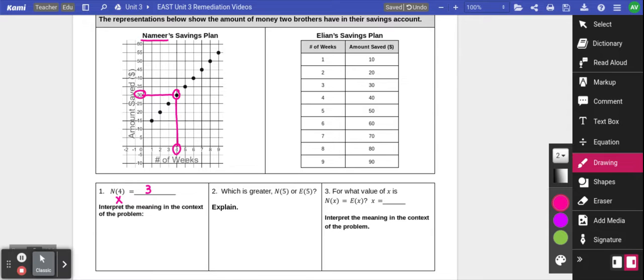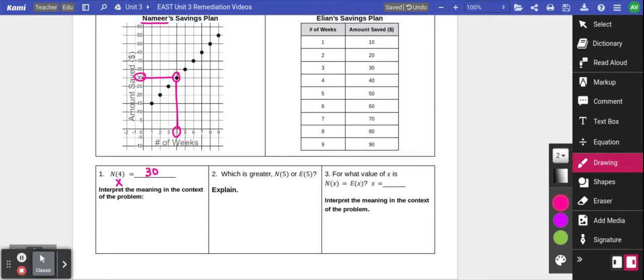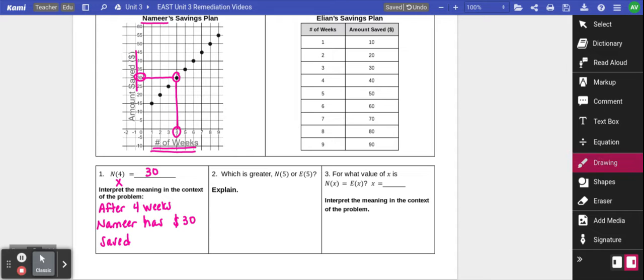which is 30. Now, what this means is that after 4 weeks, and I'm writing that because 4 is the number of weeks, Namir has $30 saved. And I'm using the idea of saved money from the y value to tell me that the $30 is how much is saved. Next, it says, which is bigger, N of 5 or E of 5?